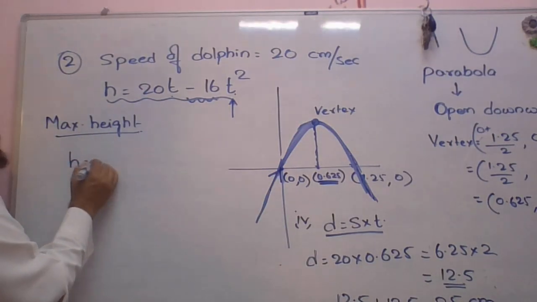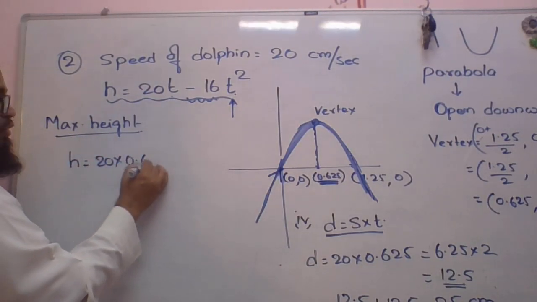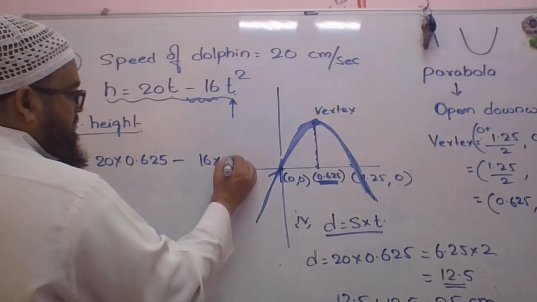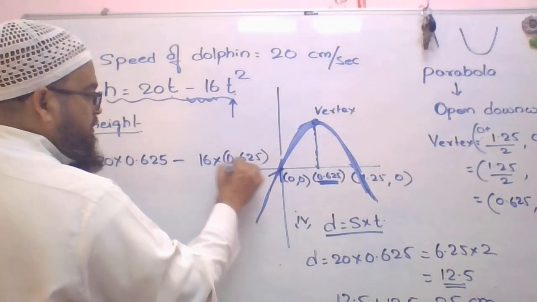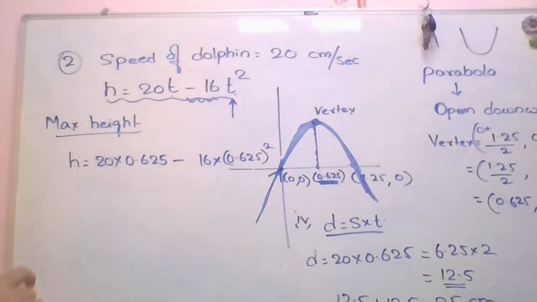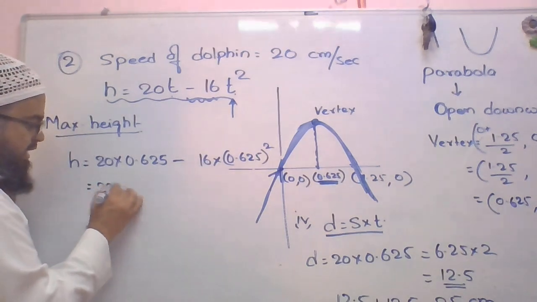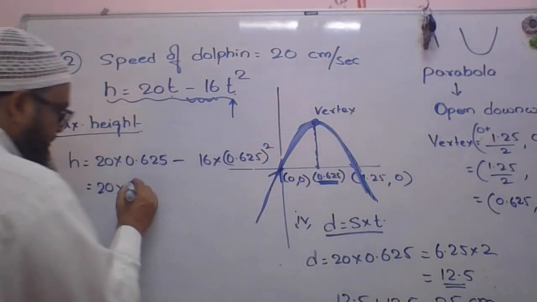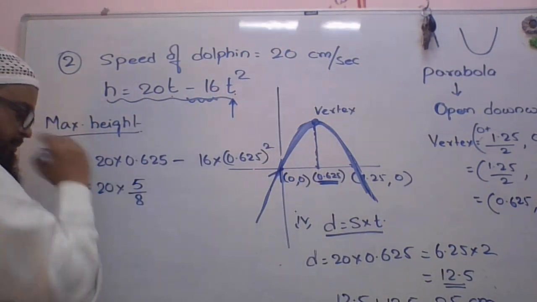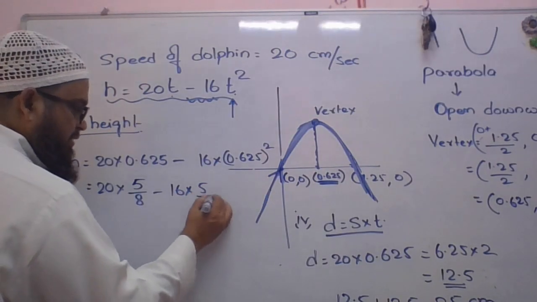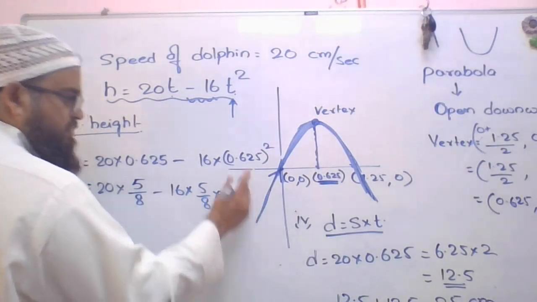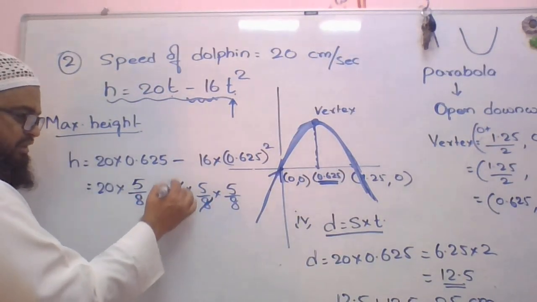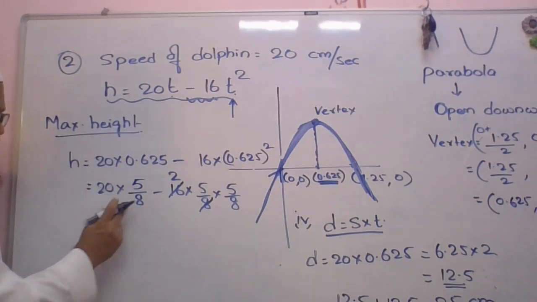Let us substitute. h is equal to 20 times 0.625 minus 16 into 0.625 whole square. Let me write it as 20 into 0.625. It is actually 5 by 8, I believe. 5 by 8 minus 16 multiplied by 5 by 8 into 5 by 8. So I have written 0.625 as 5/8 for easier calculations. 8 2s are 16. Now I am not going to simplify this.